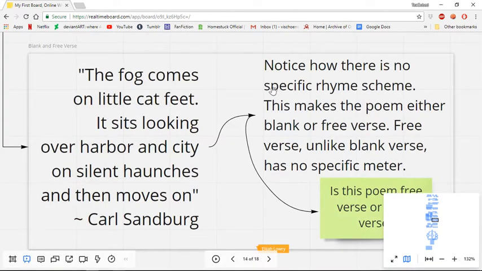Blank and free verse are different than the rest of them because they don't necessarily require a specific rhyme scheme or meter. These poems are freer than other types of poems but lack the structure that regular poems have.